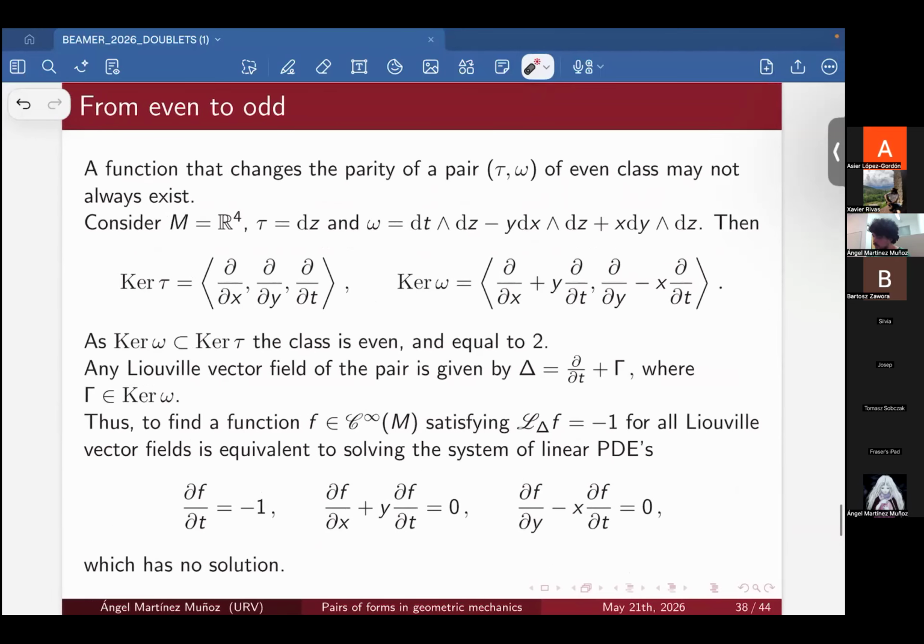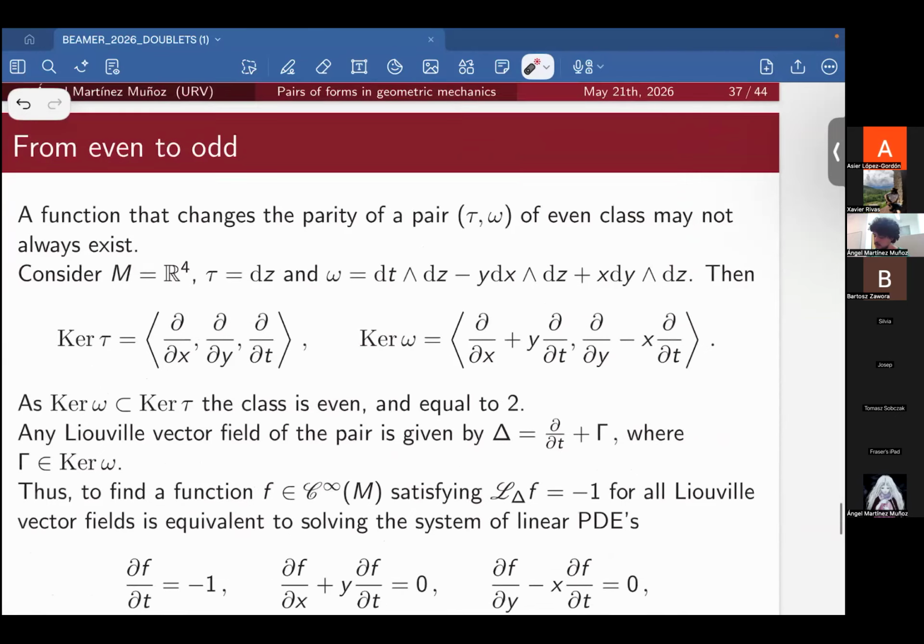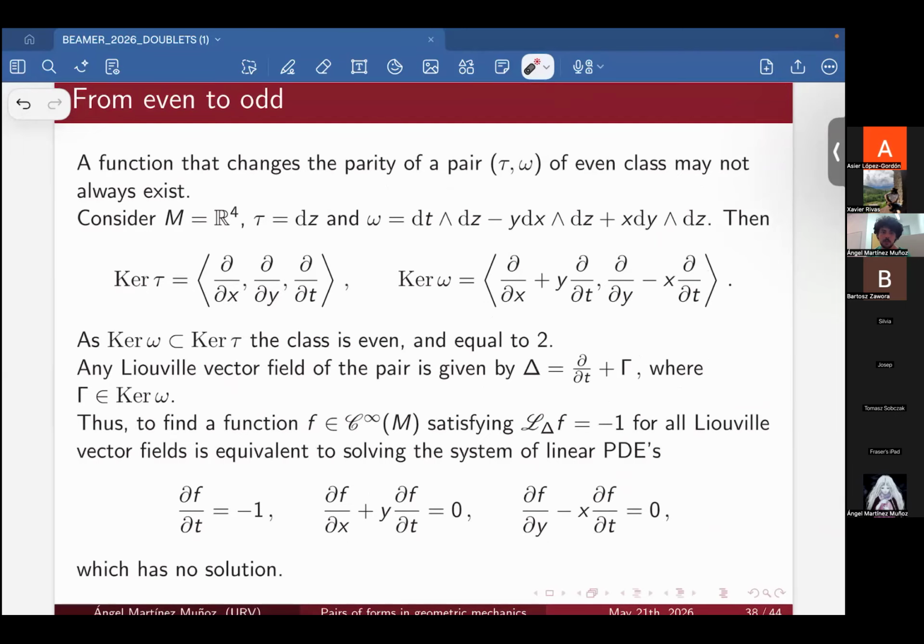First of all, I wanted to comment that, for example, if we consider the case of alpha being the differential of a function, then this type of changes might not always be possible. So, for example, here's an example. You take this manifold R4 with the usual coordinates x, y, z, t, and then this one form, this two form here, and you can calculate the kernels. You can calculate the class of everything, and then the class is even and it's equal to 2. So in principle, we could go down to class 1, right?